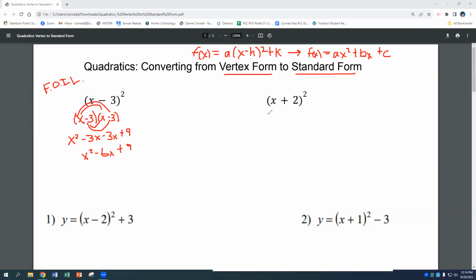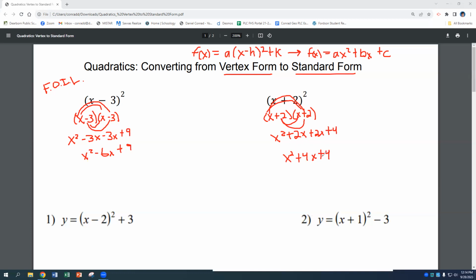Over here, x plus 2 squared is going to be the same as x plus 2 times x plus 2. That's what x plus 2 squared means. It means there's two of them and you're multiplying them. So first, outer, inner, last: x times x gives us x squared. X times 2 gives us plus 2x. 2 times x is plus 2x. And then 2 times 2 gives us plus 4. We combine like terms, we get x squared plus 4x plus 4.